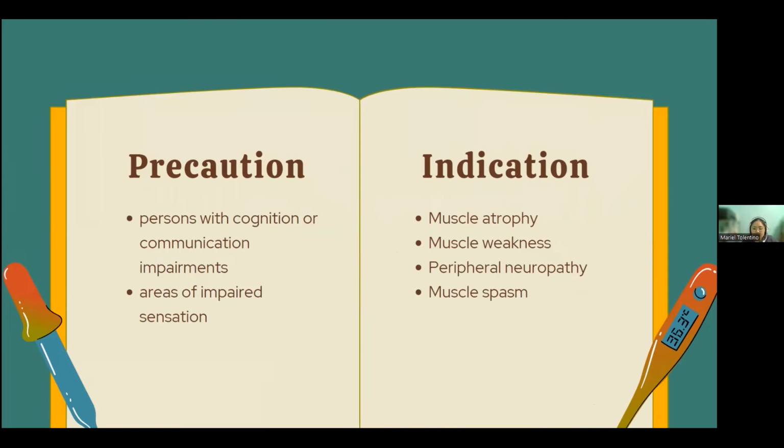For precautions of NMES, persons with cognition or communication impairments sufficient to prevent them from giving accurate and timely feedback, and areas of impaired sensation that prevent accurate and timely feedback also. For indications, it is muscle atrophy, muscle weakness, peripheral neuropathy, and muscle spasm.